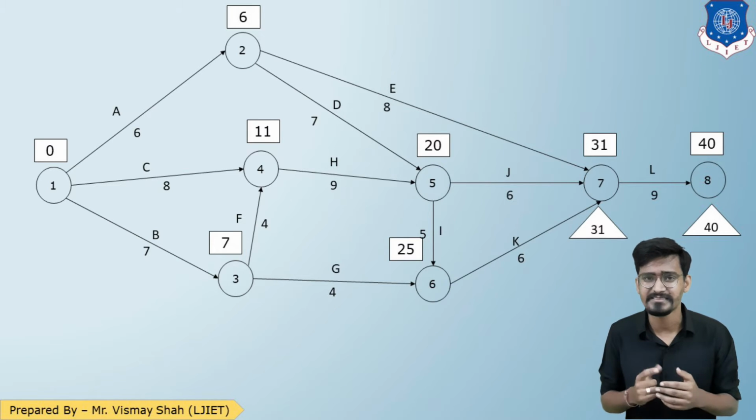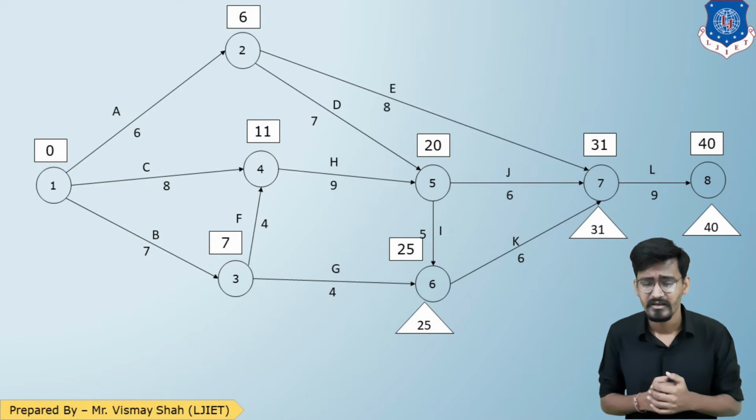So from 6 there was only one arrow. So reverse can be only possible one. 31 minus 6, 25. So 6 is up to 6, that is clear.